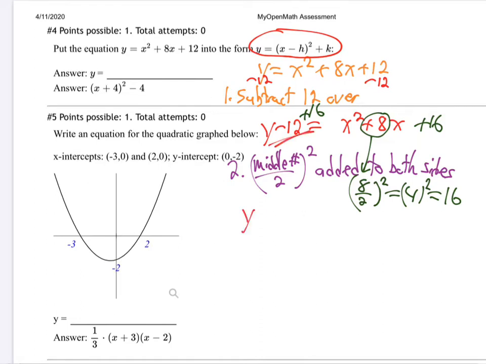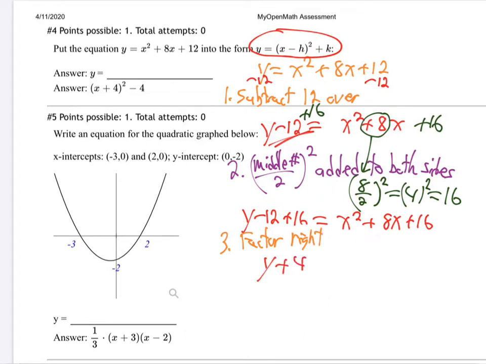What do I have over here? Y minus 12 plus 16. The other side, x squared plus 8x plus 16. Let's simplify it. This is y plus 4. This side we factor. So that's step 3. Let me write step 3. Factor the right. So the left side, we'll just simplify y plus 4 because minus 12 plus 16 is plus 4. The other side factors, and how does it factor?